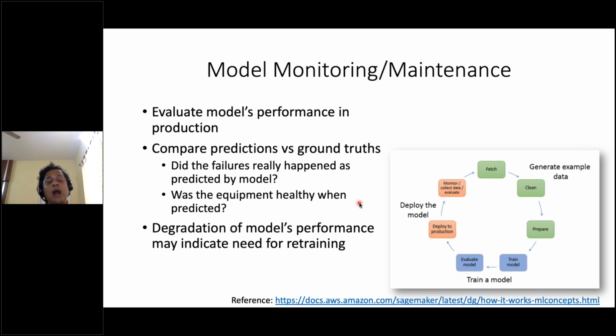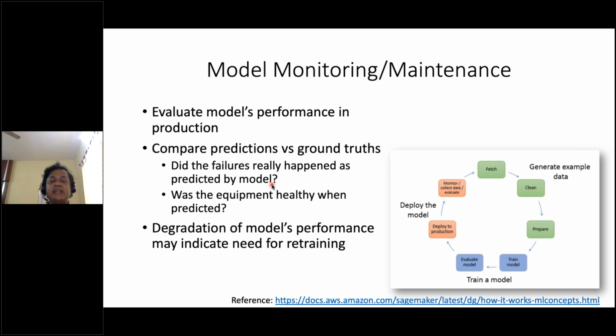Number one, how am I going to measure the performance? I have to compare the predictions which I have made with the ground truth. I said that this equipment is going to fail in the next 7 days. Has it really failed? When the service person visited the equipment to service it, did he find out that a part was really faulty or about to die? So I need to do that comparison and then find out the performance of the model.